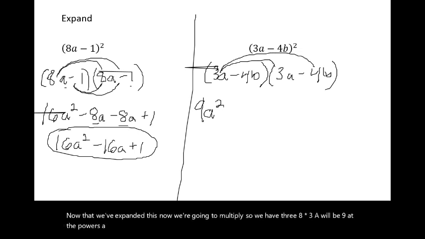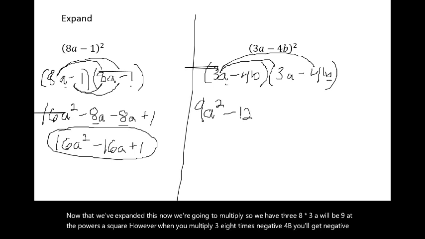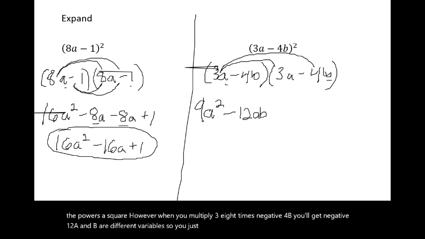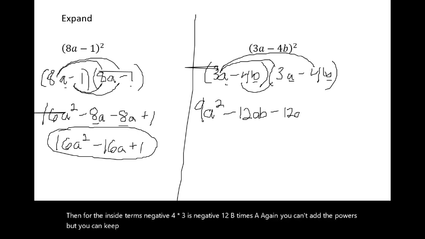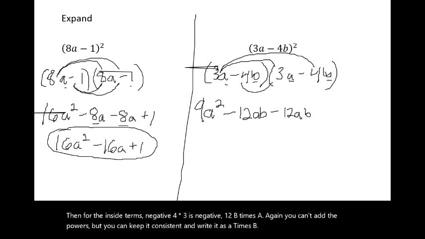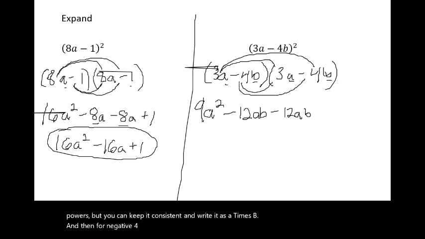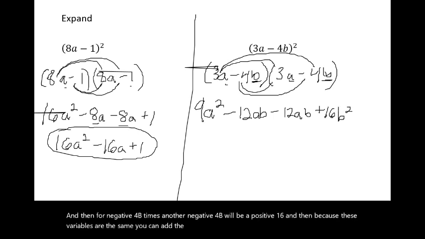However, when you multiply 3a times negative 4b, you'll get negative 12. A and b are different variables, so you're just going to smush them together with multiplication and call it good. Negative 12ab. Then for the inside terms, negative 4 times 3 is negative 12. B times a, again, you can't add the powers, but you can keep it consistent and write it as a times b. And then for negative 4b times another negative 4b will be a positive 16. And then because these variables are the same, you can add the powers, b squared.